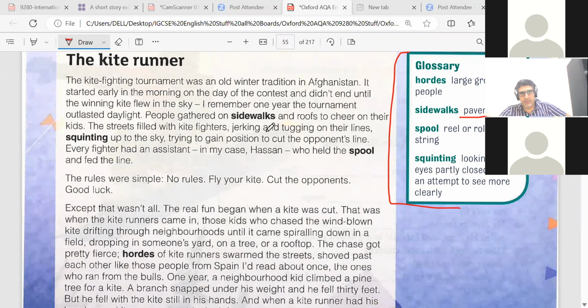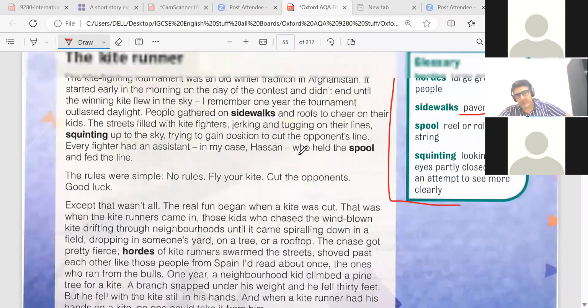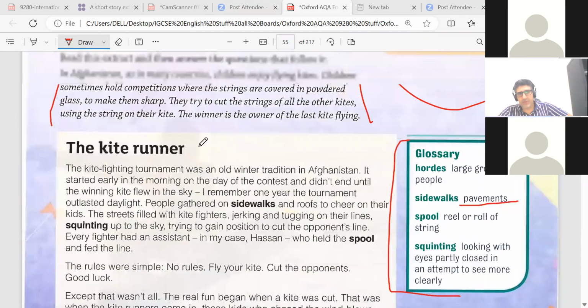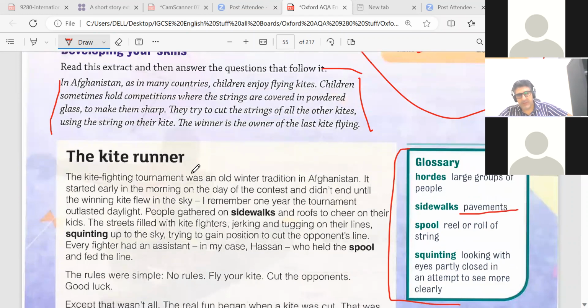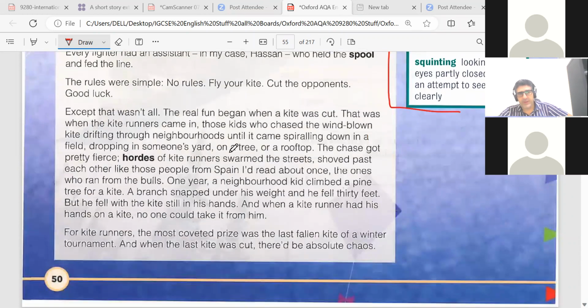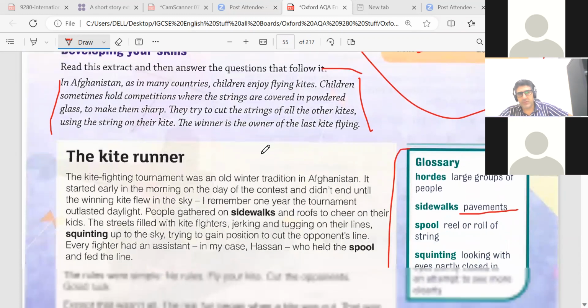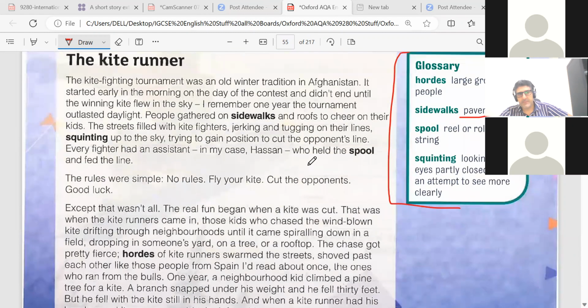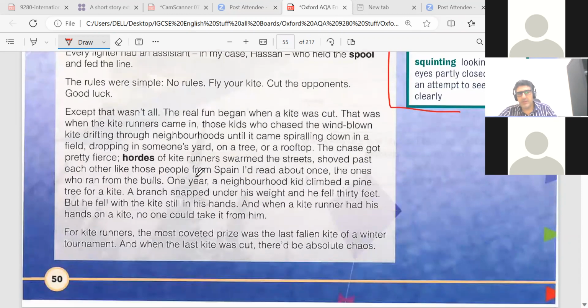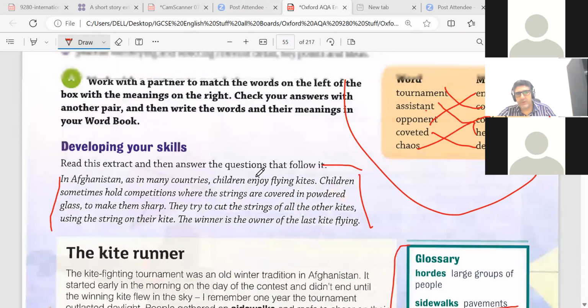Okay? Now, before I try the kite runner, the kite runner, this is the title. I give you half a minute to skim the passage. Only skim. Skim, don't read for details. Just familiarize yourself with the content of the passage. Read the first sentence or the last sentence in each paragraph. Read the subtitles if you have any pictures.